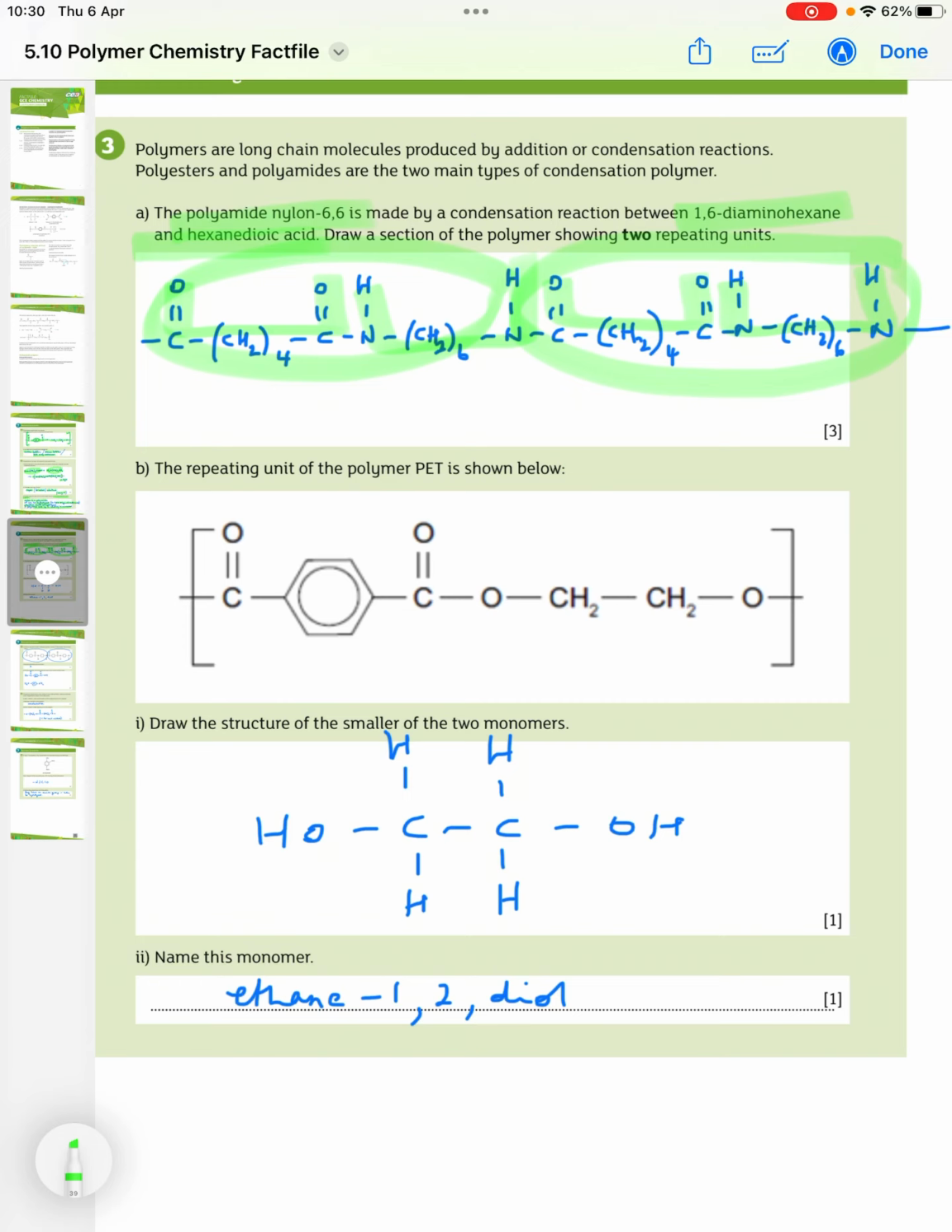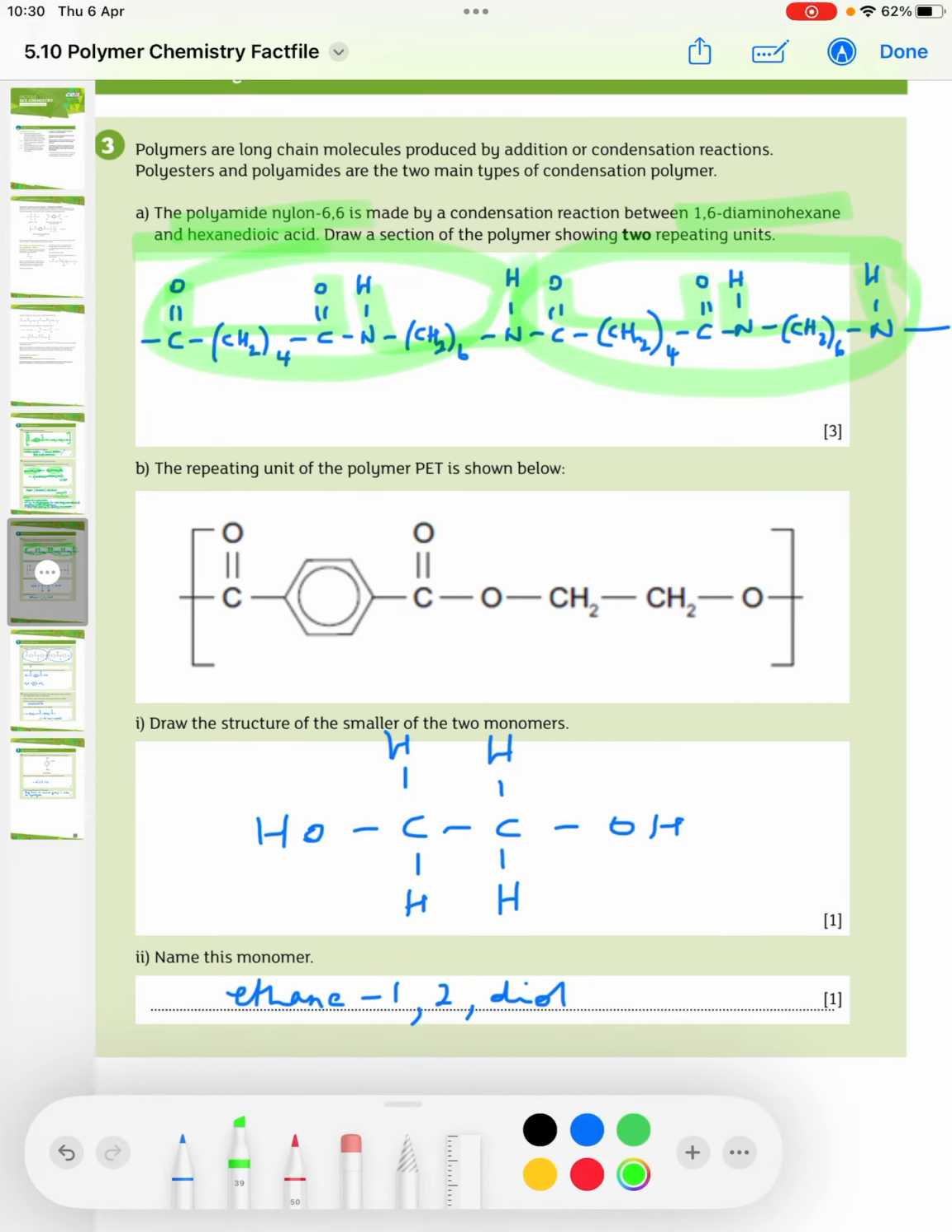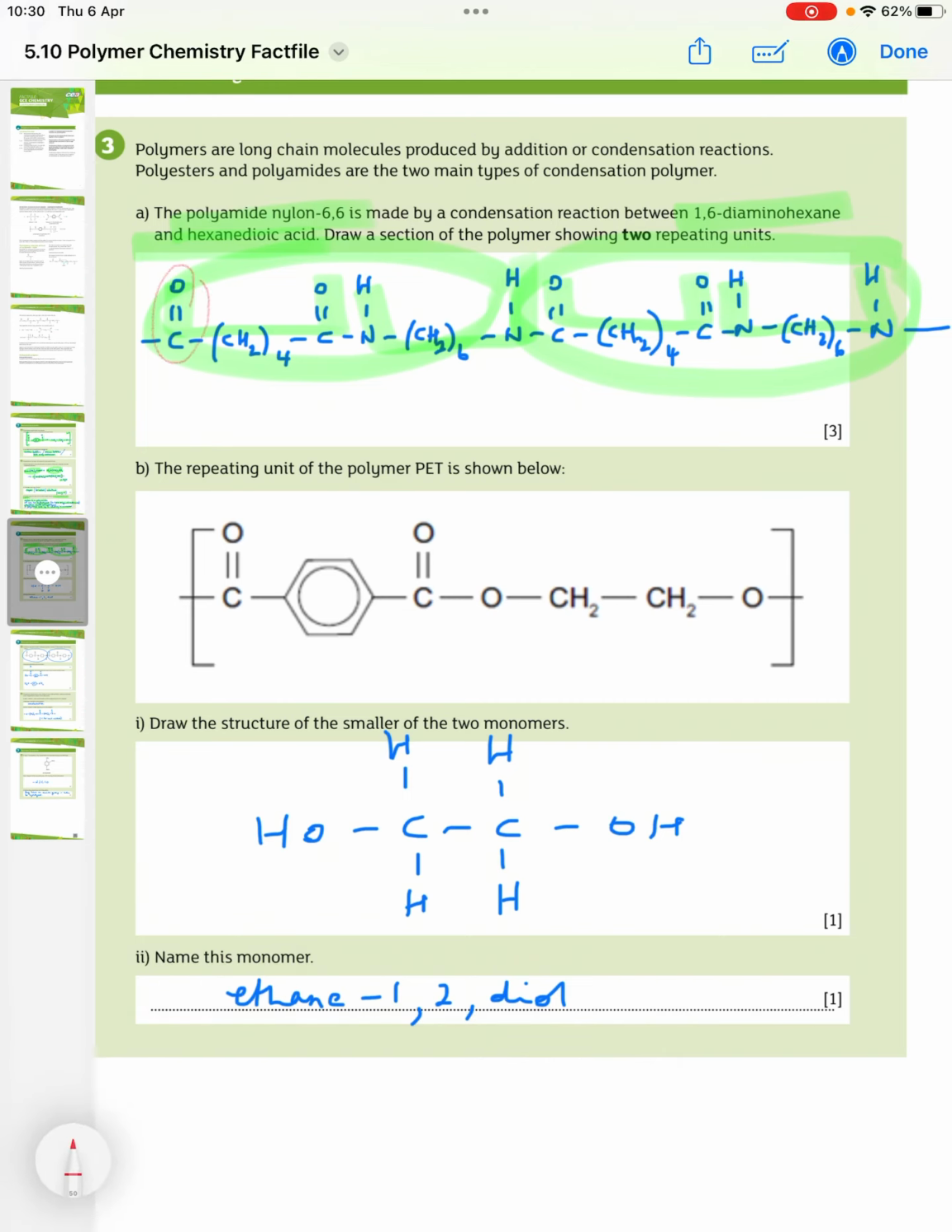Just to go over what 1 repeating unit actually is: it's C double bond O, CH2 4 times, C double bond O, NH, CH2 6 times, NH. That's our first repeating unit, and then the same again: C double bond O, CH2 4 times, C double bond O, NH, CH2 6 times, NH. Okay, 2 repeating units.